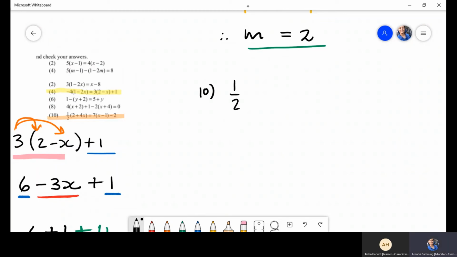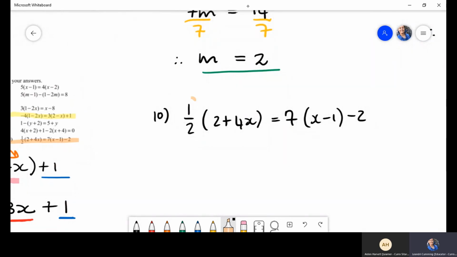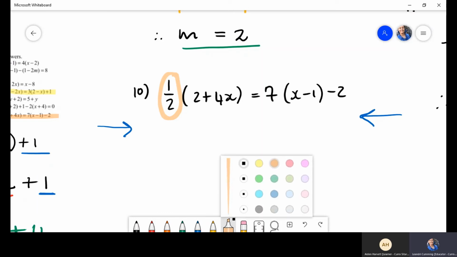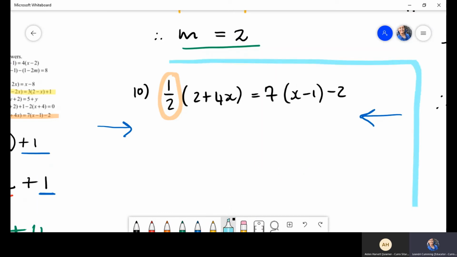I have a half times 2 plus 4x is equal to 7 times x minus 1 minus 2. So now we need to be careful because we are multiplying by a fraction. So what I'm going to do is just write down an intermediate step purely so that we can see what is actually happening in the world of multiplication when we work with a fraction. So this one's really important because it's based on our rules of working with fractions.